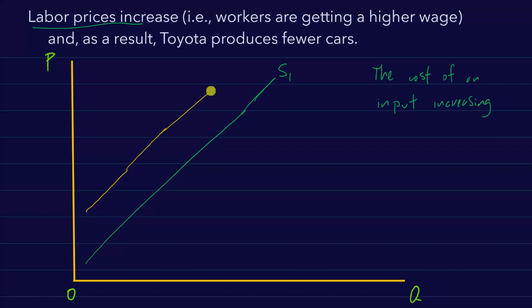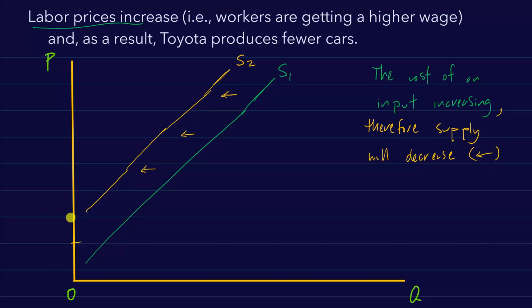That is, the entire curve will shift to the left. And again, just to remind ourselves, that means that at every possible price, the quantity supplied is going to be lower than it was before.